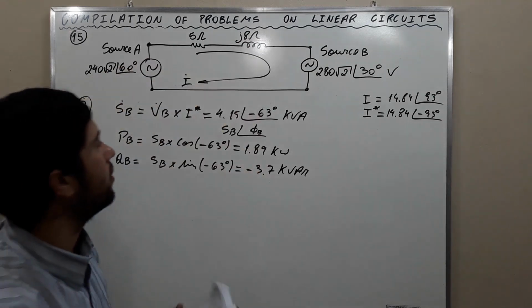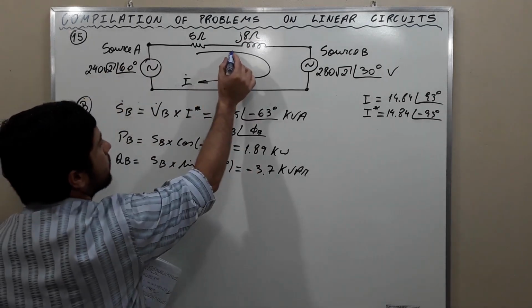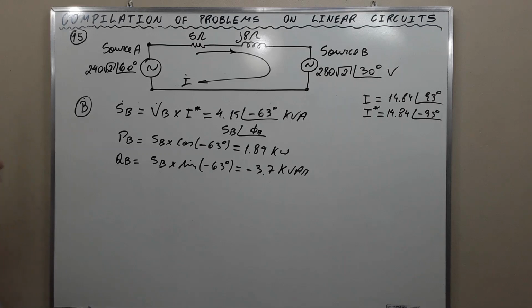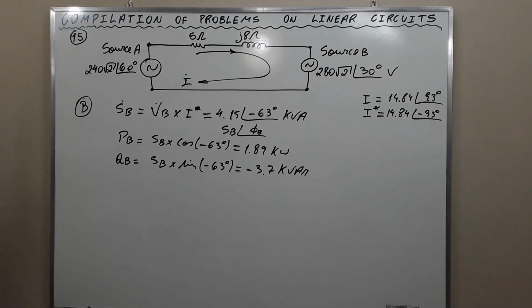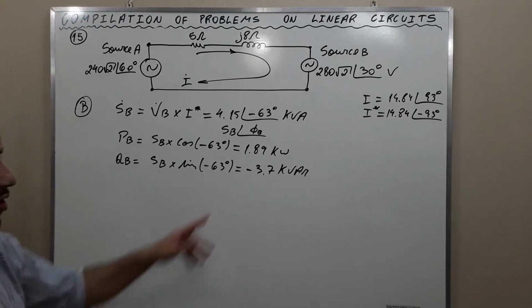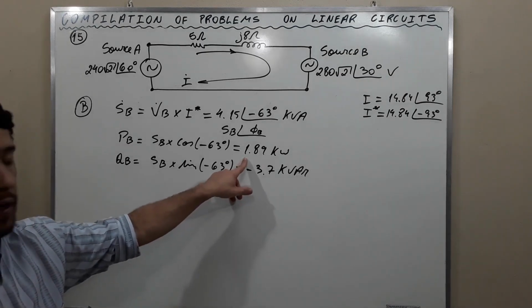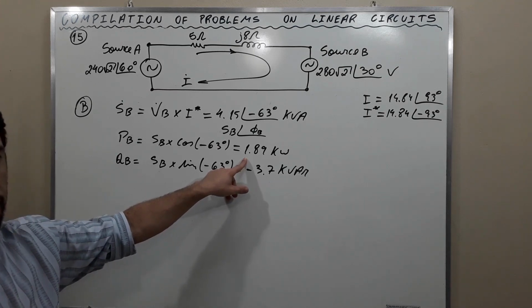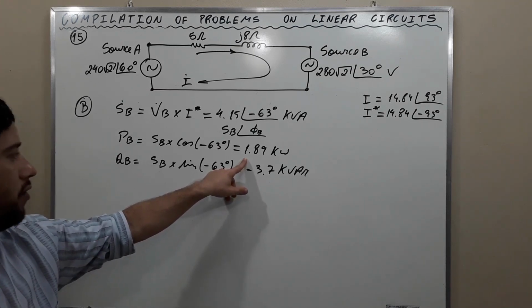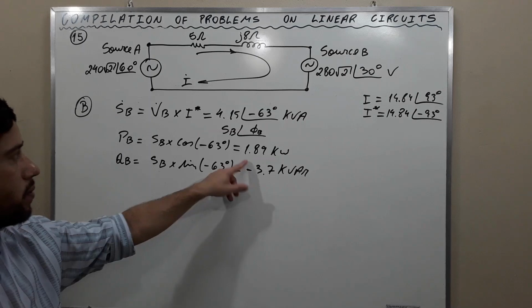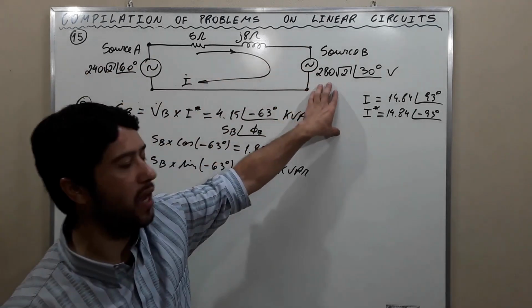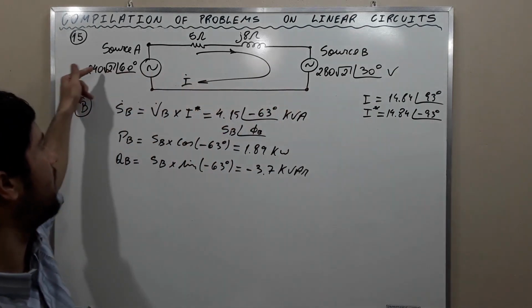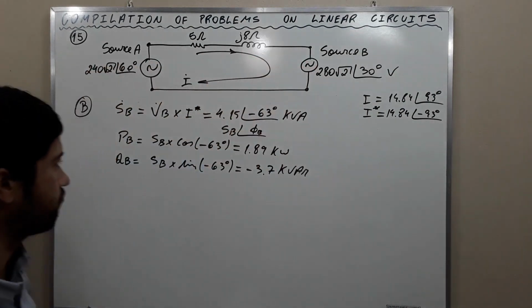Observe that the current is in this direction here, from source A to source B. When we find a positive number here, it means that source B is actually consuming real power. Source B is consuming real power, okay? Because it's behaving as a load here when we have this reference.